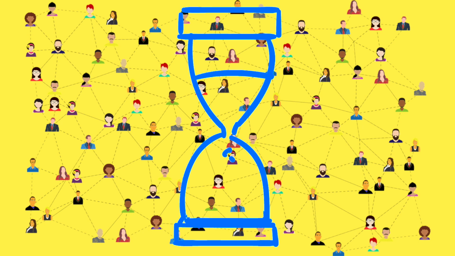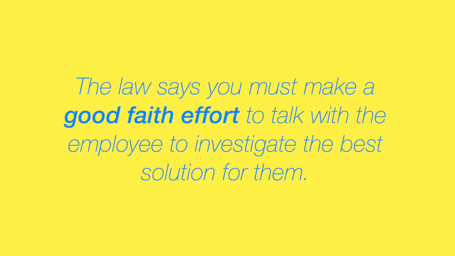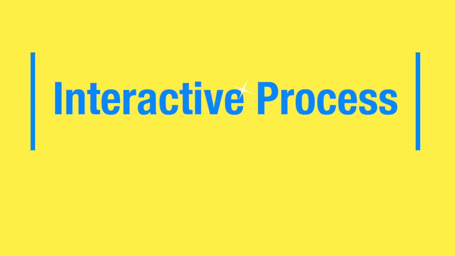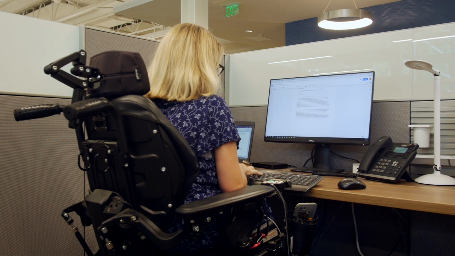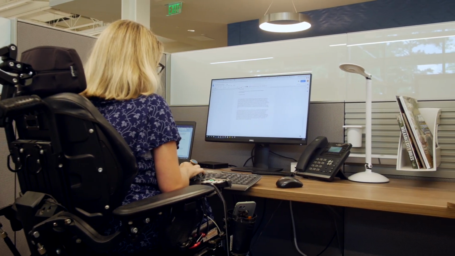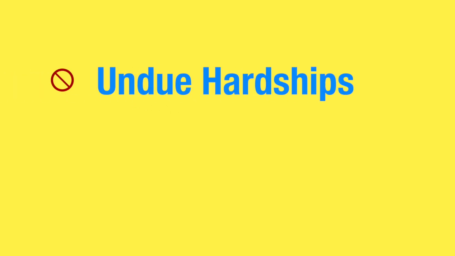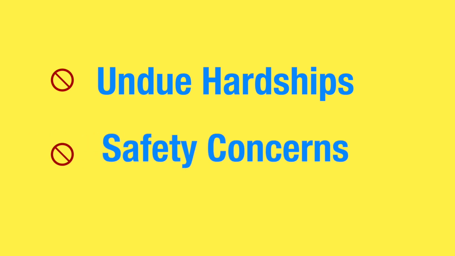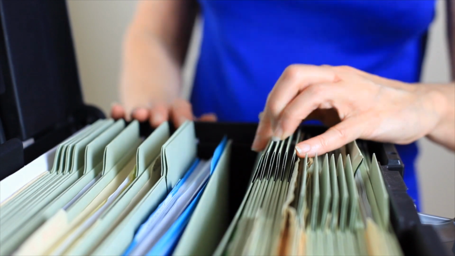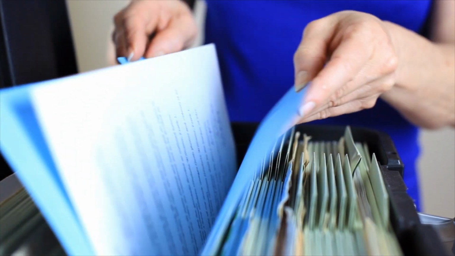You will need to respond to the request on a timely basis. The law says you must make a good faith effort to talk with the employee to investigate the best solution for them. The law describes this as the interactive process. Given their experience living with a disability, the employee may come up with cost-effective solutions. You can deny an accommodation request if it is an undue hardship or presents a safety concern. Ultimately, it's up to you, the employer, to decide the accommodation, taking into account the employee's disability, the job, and where the work occurs.